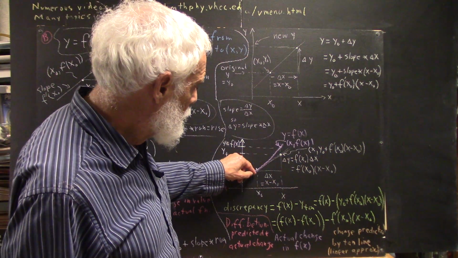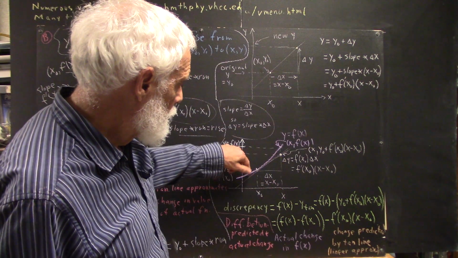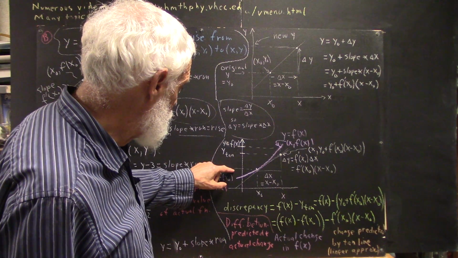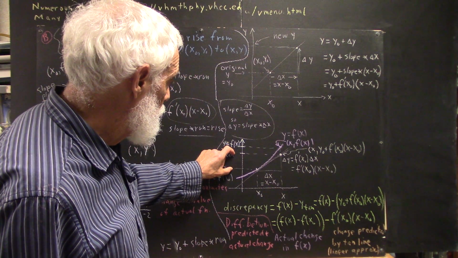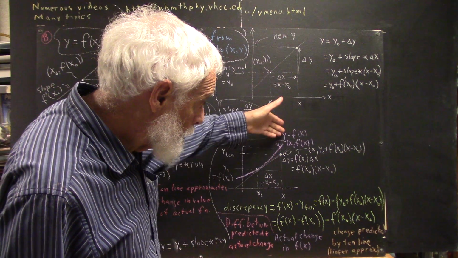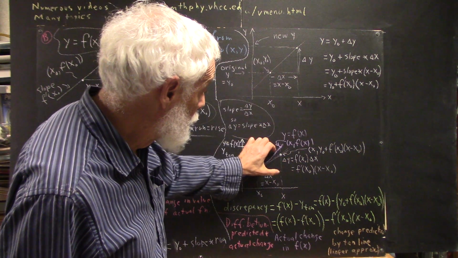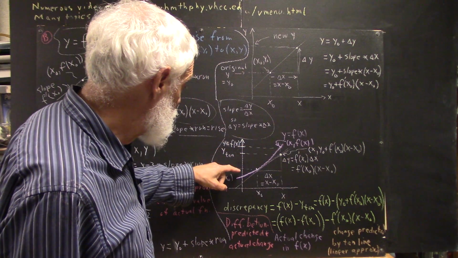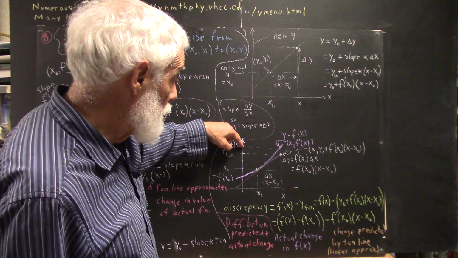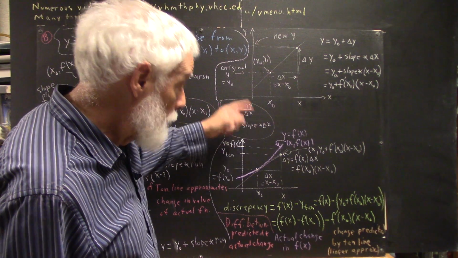change in the function from x naught to x as predicted by the tangent line is just this, which is, of course, the difference between here and here. Whereas the change that actually occurs for the function is this. In other words, the difference between this value y naught equals f of x naught, and y equals f of x.